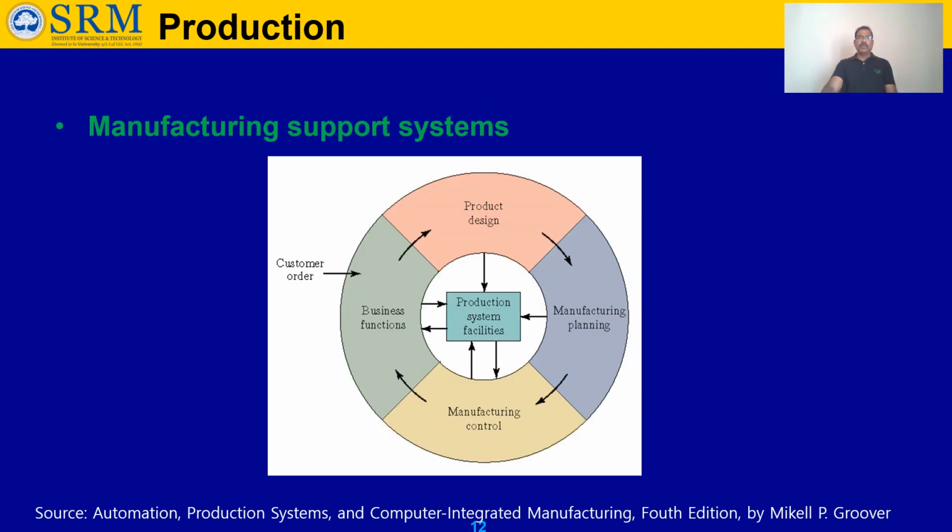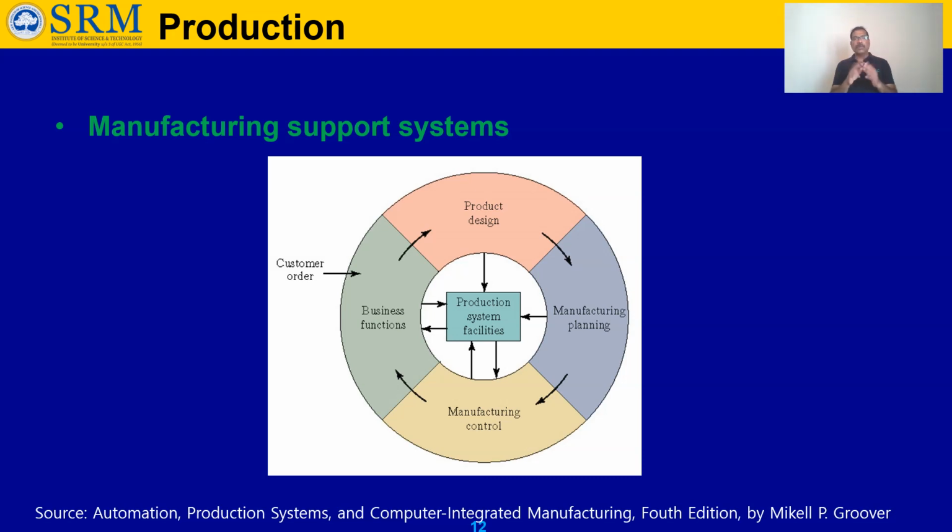Okay. So, for example, the manufacturing support system has four main basic components. One is product design. Second is manufacturing planning. Third is manufacturing control, and then business function.